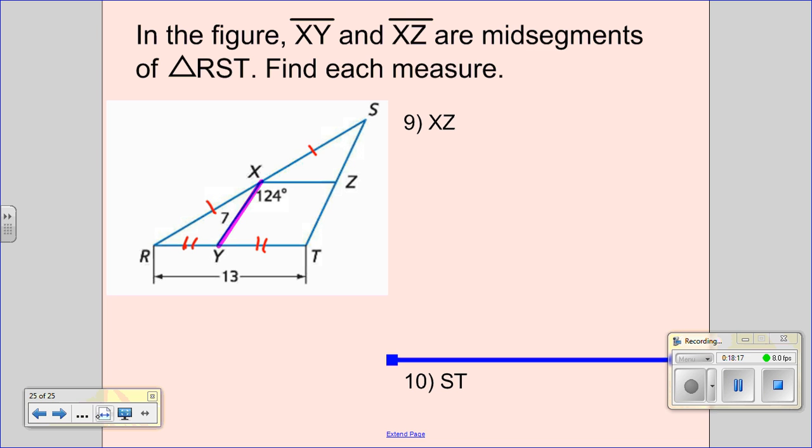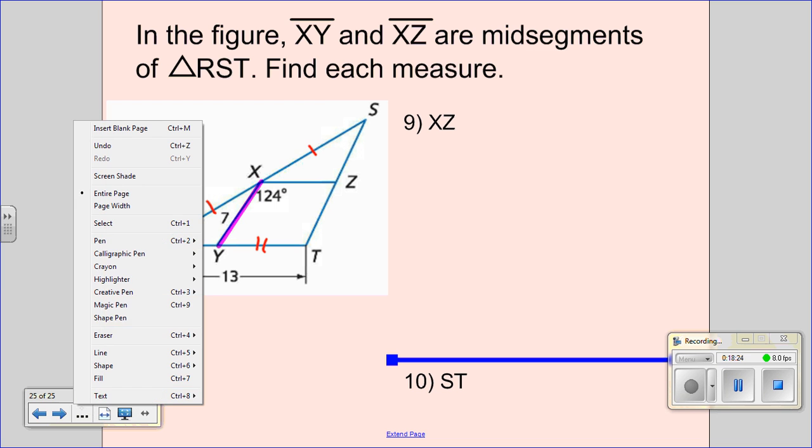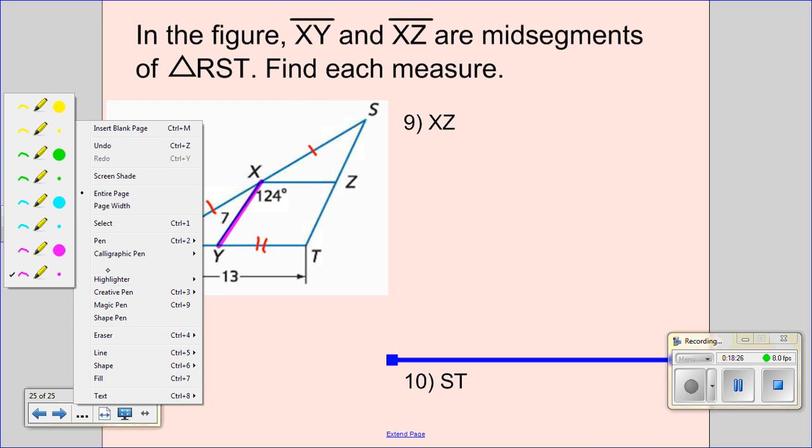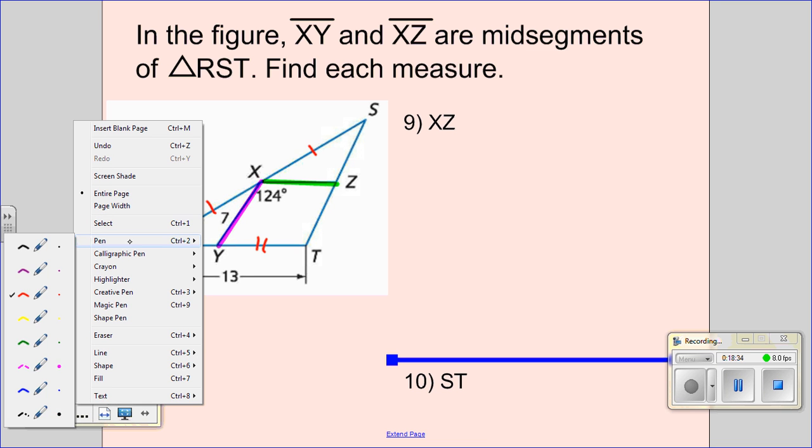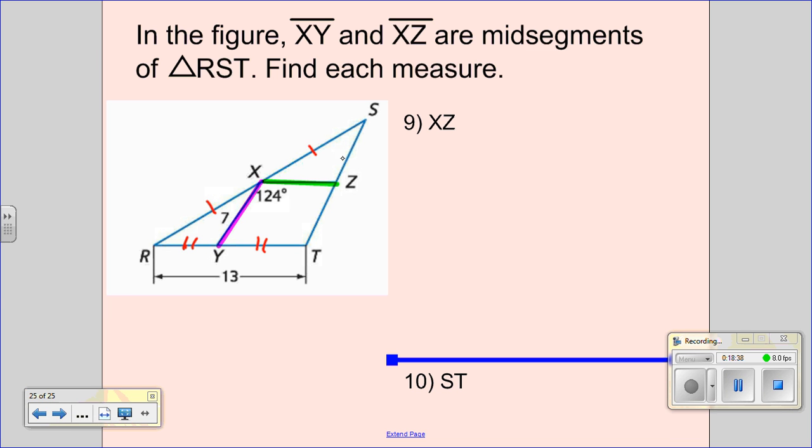All right. Now, it also mentioned that XZ is a midsegment as well. I've already marked the side that X is on congruent. Now I need to do that for the side Z is on. So I would need 3 tallies. So S to Z is the same as Z to T. They're congruent.